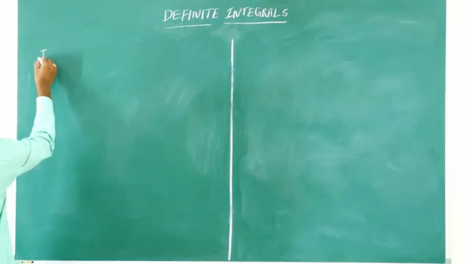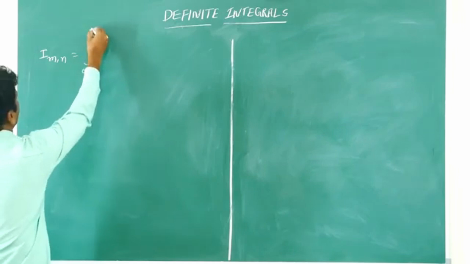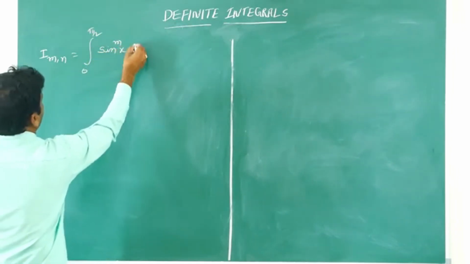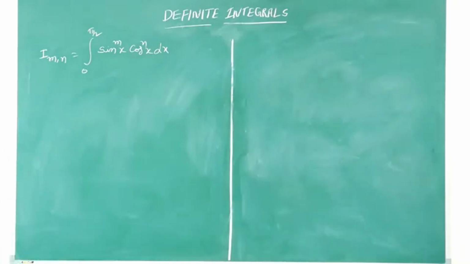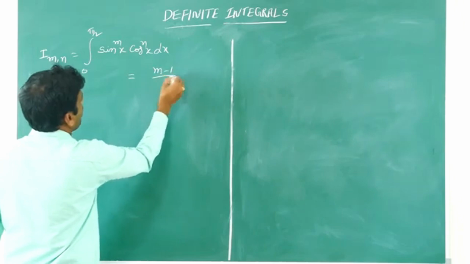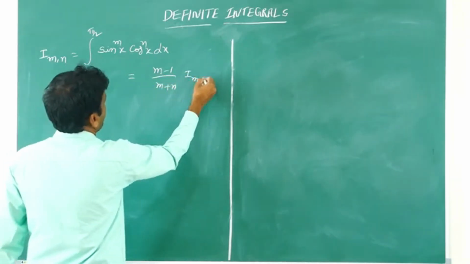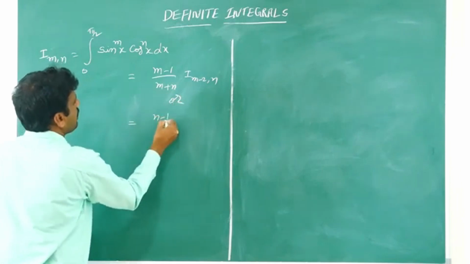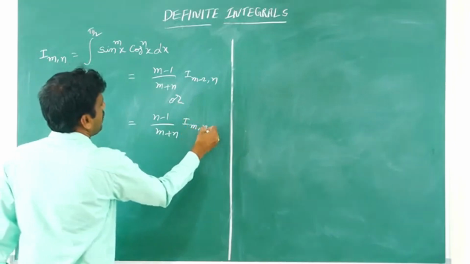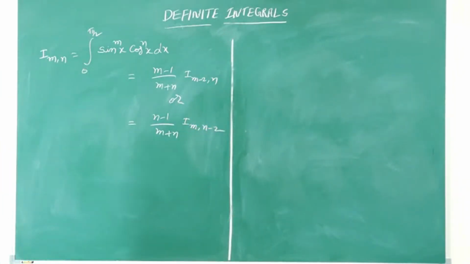I(m,n) equals integral 0 to pi by 2 sin^m x cos^n x dx, which equals (m-1)/(m+n) times I(m-2,n), or (n-1)/(m+n) times I(m,n-2), where m and n are integers greater than or equal to 2.